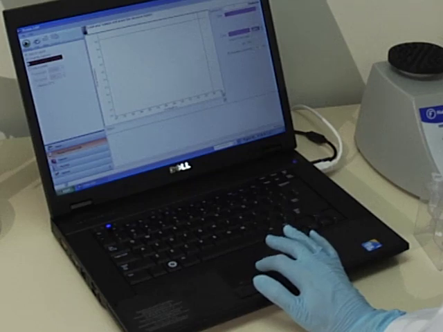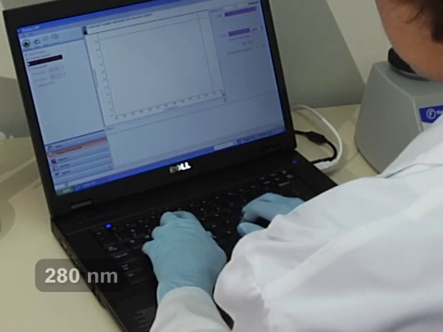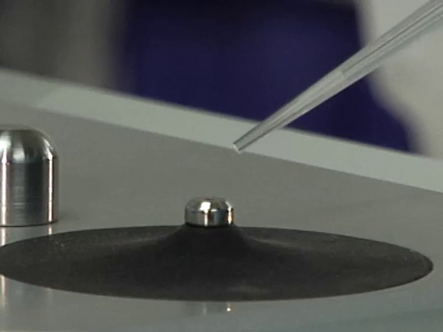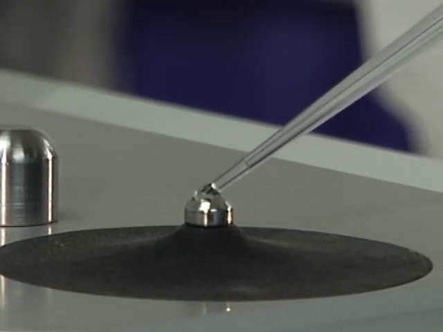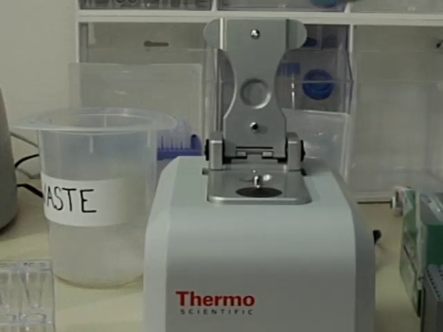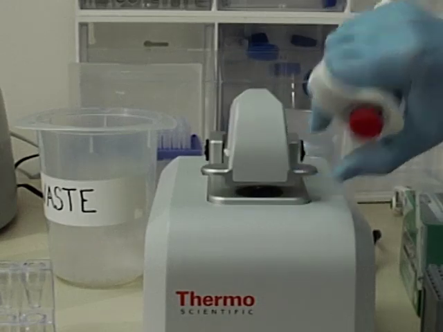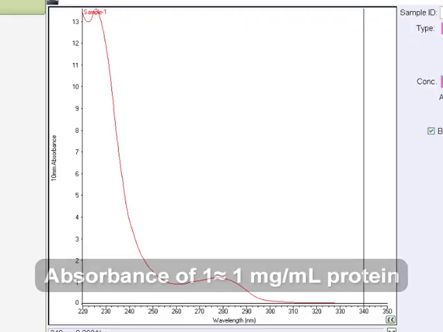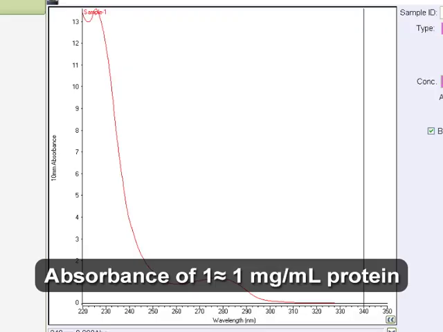Alternatively, proteins can be measured directly by their absorbance at 280 nanometers. In this example, protein concentration is quantified using an ultra-low volume spectrophotometer. For many proteins, an absorbance of 1 correlates to a concentration of 1 milligram per milliliter.